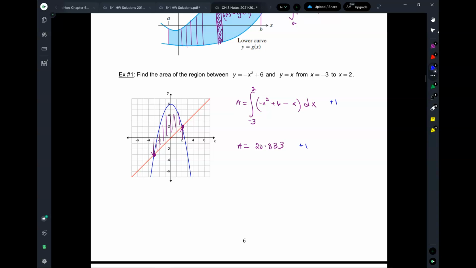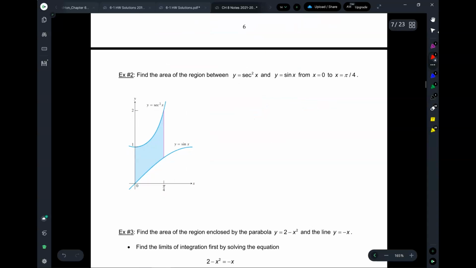So the two functions: this is y equals negative x squared plus 6. This is y equals x. You subtract the two functions. This is the blue function. This is the red function. All right, so let's do another one.